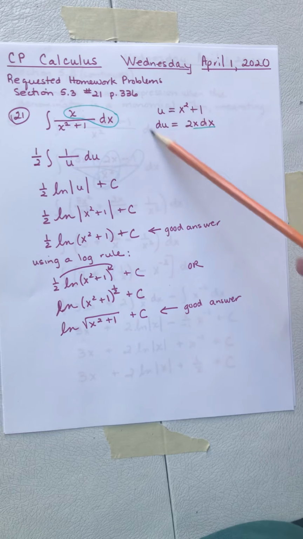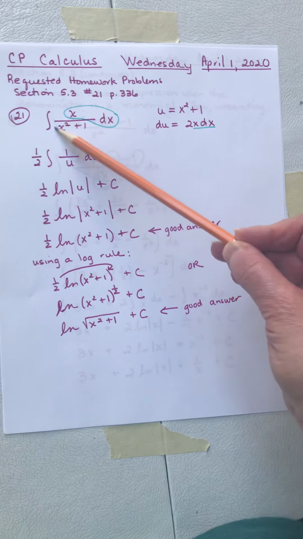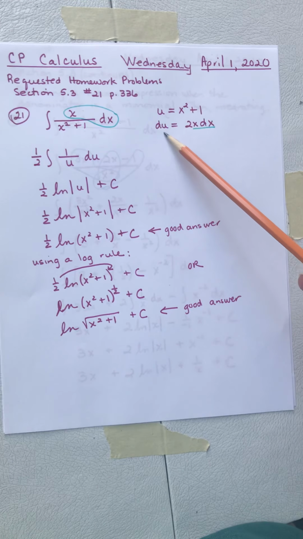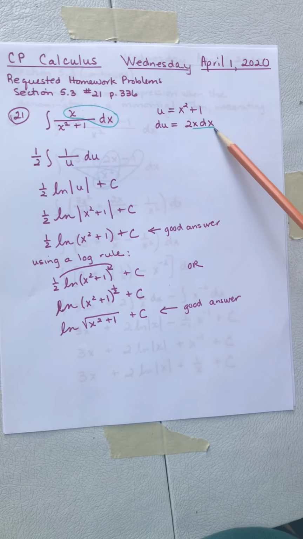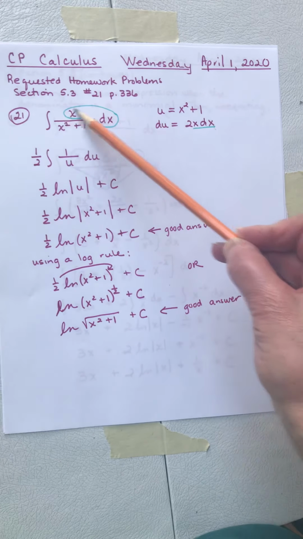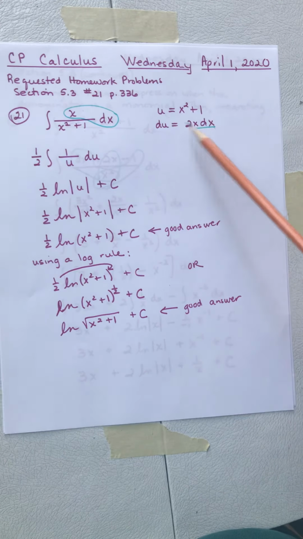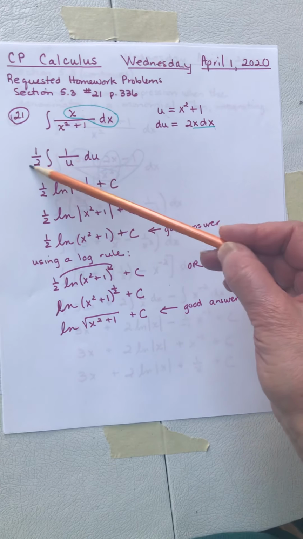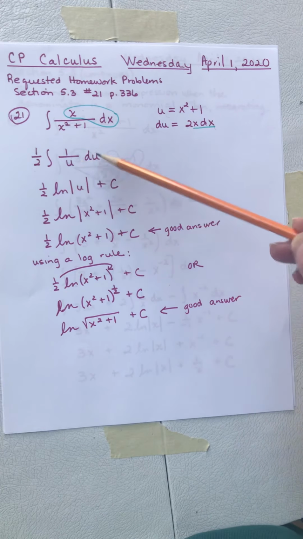We're doing a u du substitution, and our u is the denominator, x squared plus 1, because our du then becomes 2x dx. Looking back at the original problem, we have the x dx, there it is, but we picked up a 2 in our du that's not in the original problem. So we need to get rid of that 2 by multiplying by the reciprocal of 2, which is 1/2 in front of the integral. And now we're integrating 1 over u du.